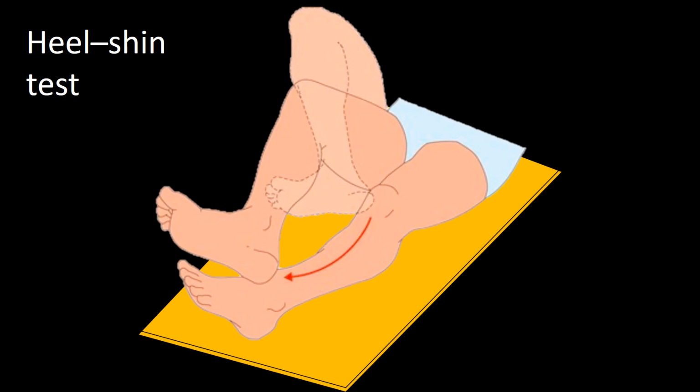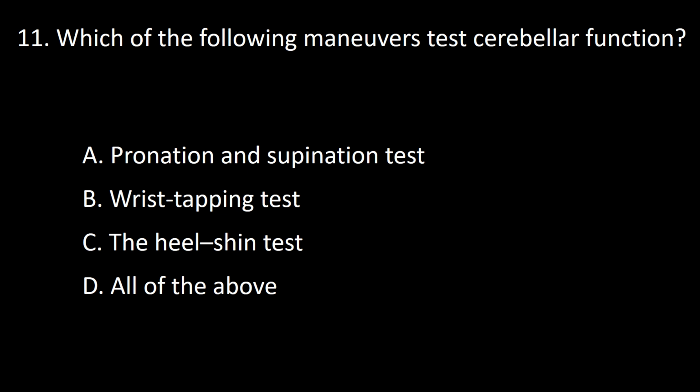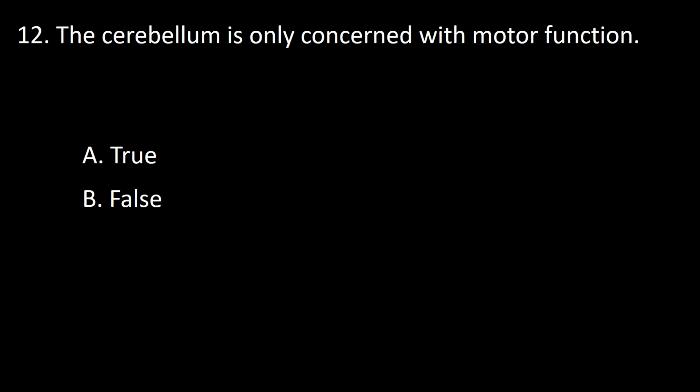Dysmetria will occur in patients with cerebellar problems when doing the finger to nose and also the heel to shin test. So the answer to this question is D. Next question. The cerebellum is only concerned with motor function. A true, B false.